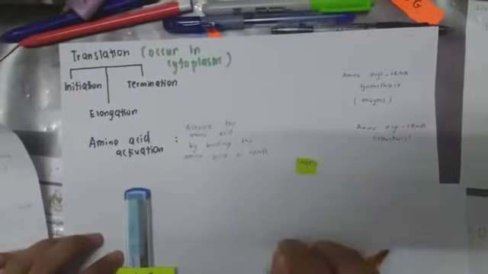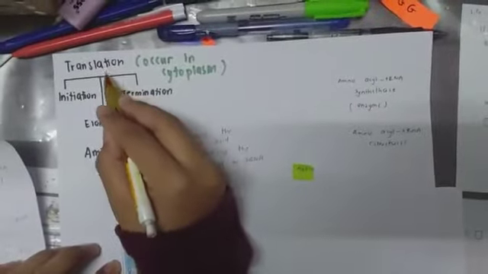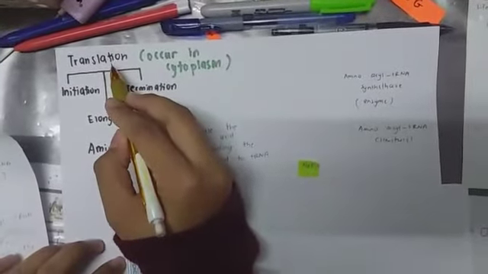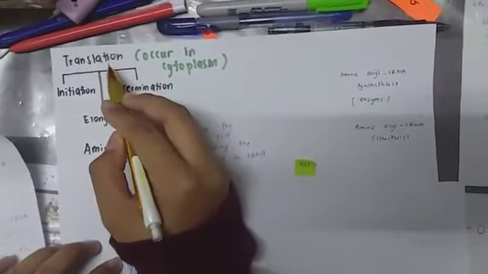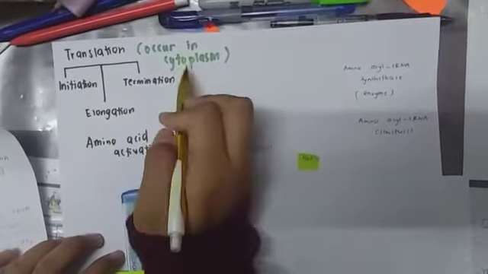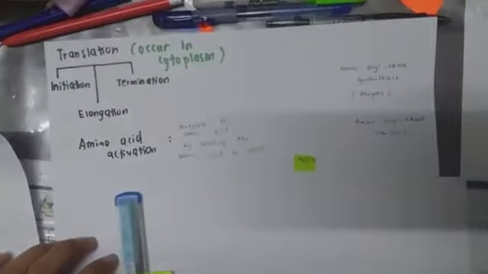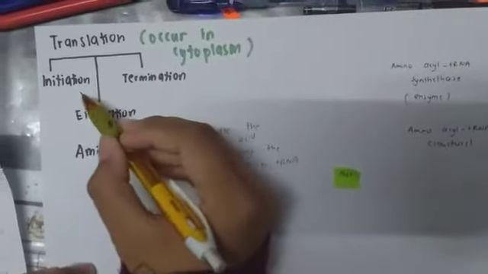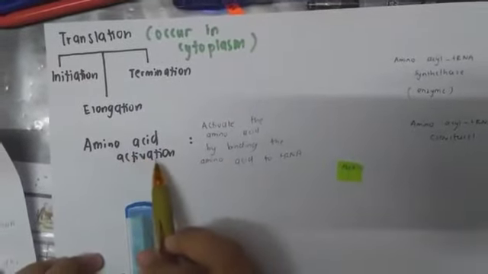We are going to learn about translation. Translation happens after transcription, and translation occurs in the cytoplasm. There are three stages in translation, which are initiation, elongation and termination. But before we learn about initiation, we have to learn about amino acid activation.